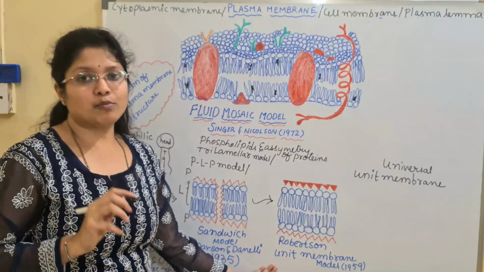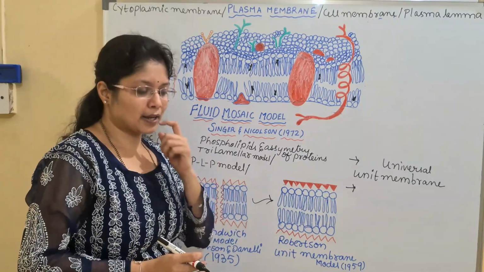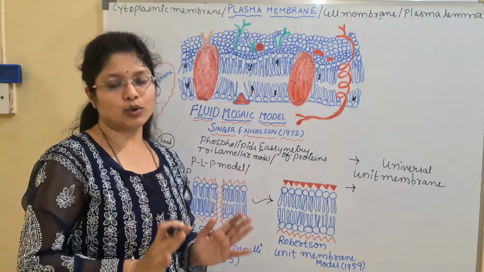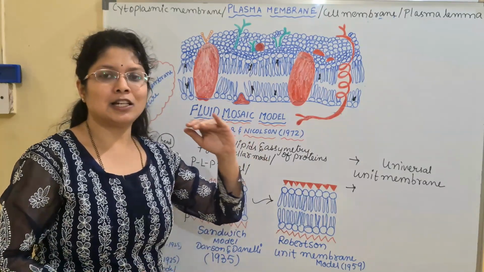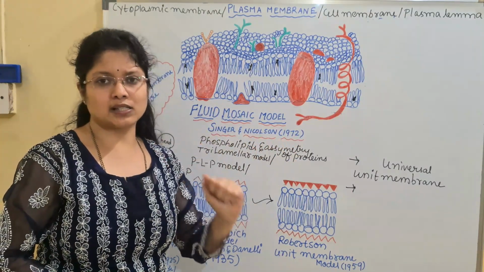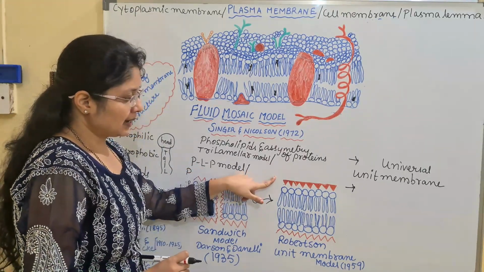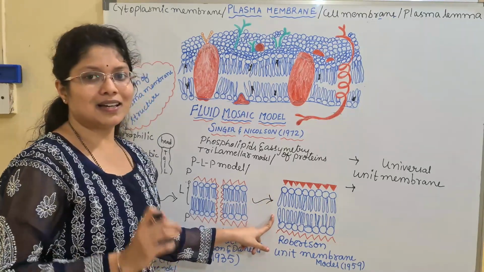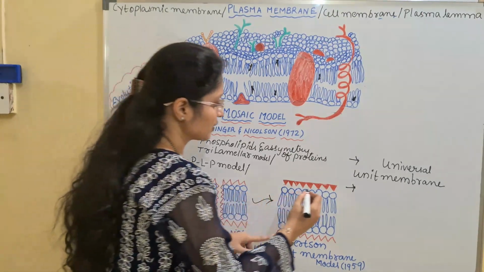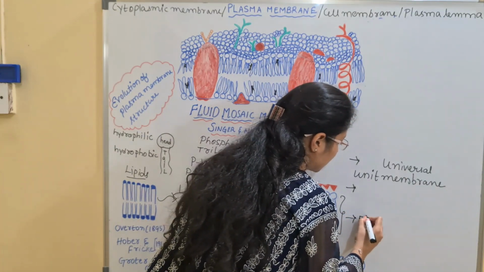And the second important postulate: when he observed under the electron microscope, he saw that there are two layers. What are the two layers? One is the electron dense layer and one is the electron transparent layer. Here, the electron dense layers are the protein layers and the electron transparent layer is the lipid layer. So this region is said to be electron transparent.